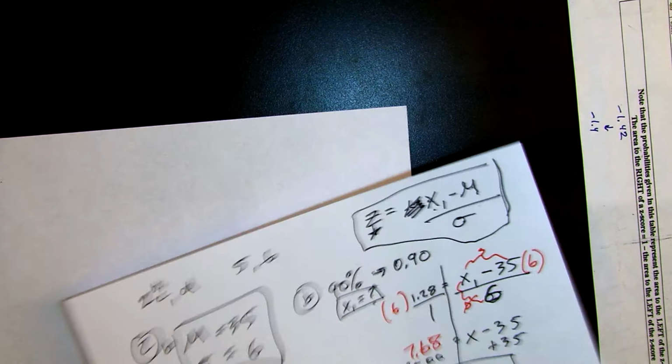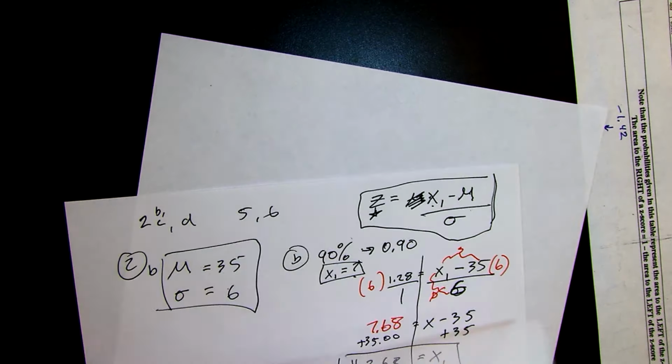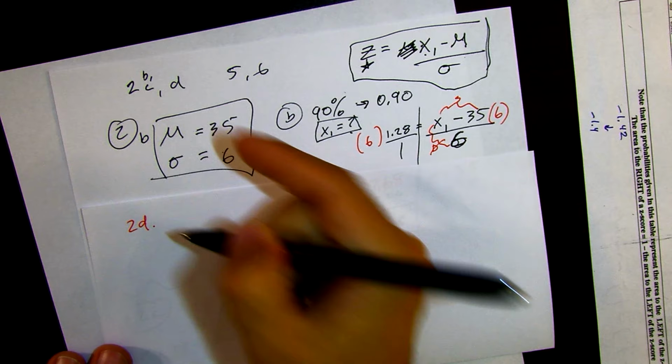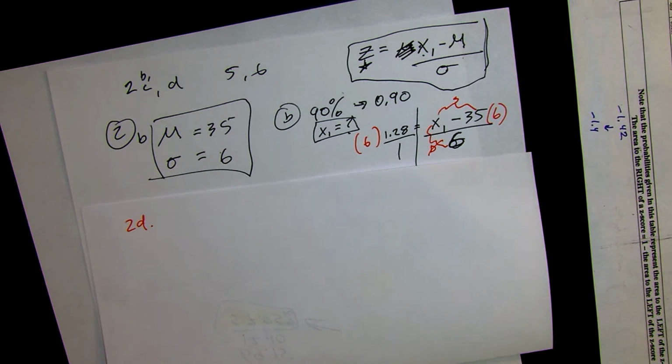So where was I with this? We were looking at D. Good. We'll keep it on D, and I'll put this info here so we can just say we're on 2D. Okay, 2D: what is the probability of getting a raw score between 41 and 44? If you want to just go on your own, go ahead and knock that out. It's the same process.